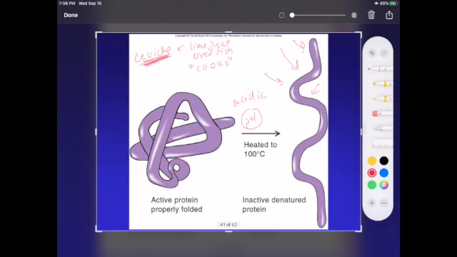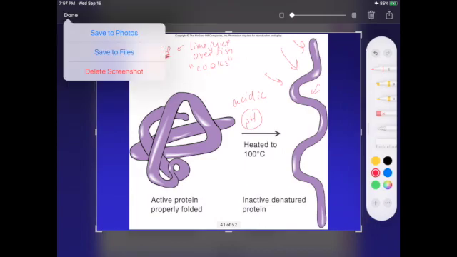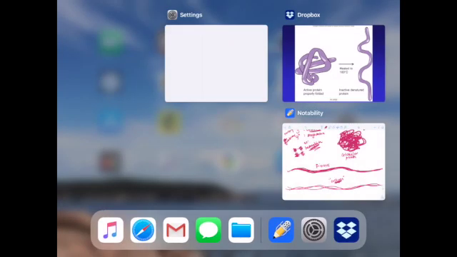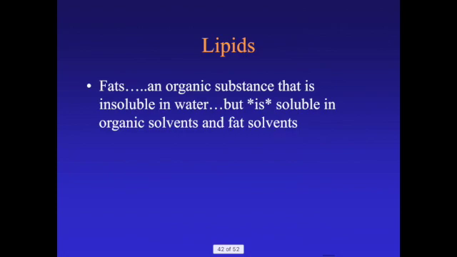Okay, so that's my spiel on proteins. So that leaves us with lipids. Lipids are basically defined as an organic... Lipids include fats, so not all lipids are fats. I should rework this PowerPoint a little bit. But a lipid is basically just an organic substance that is insoluble in water, but is soluble in other organic solvents and fats. It's a very loose definition.